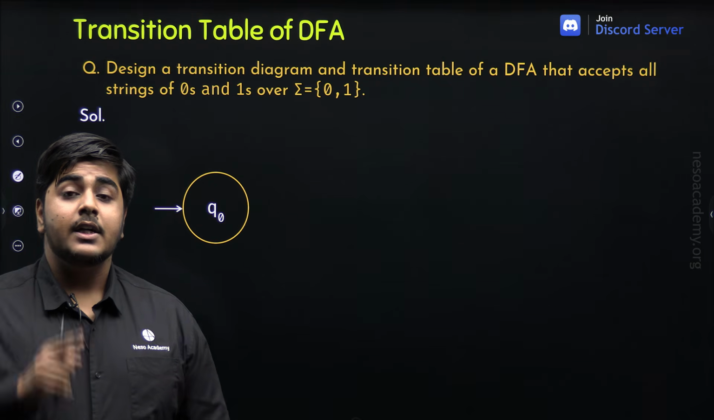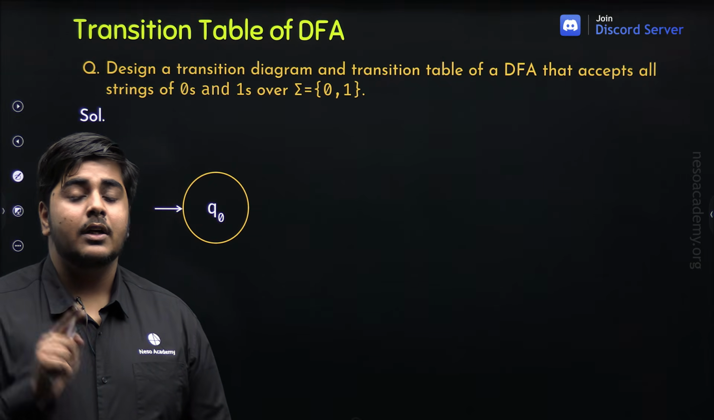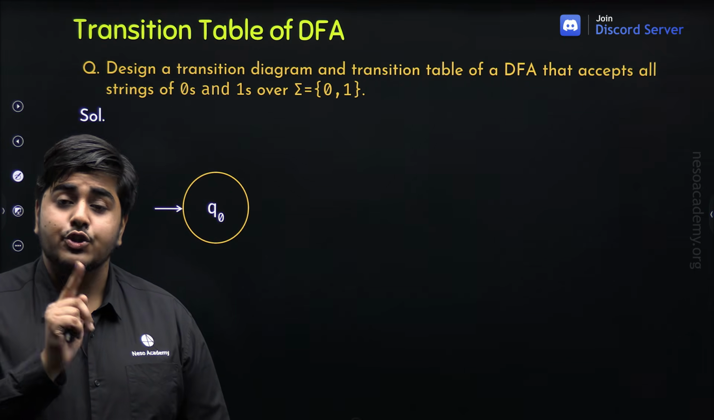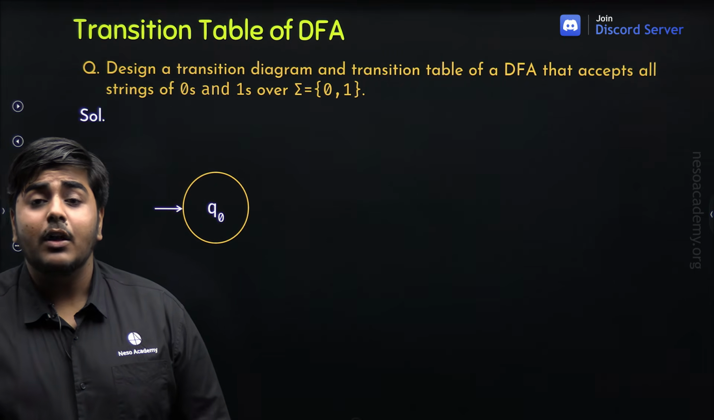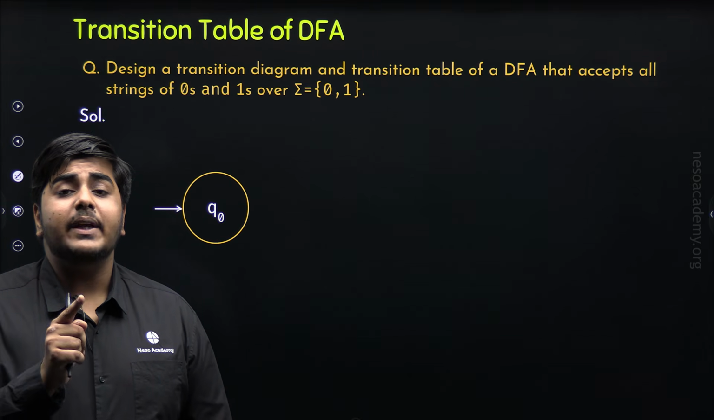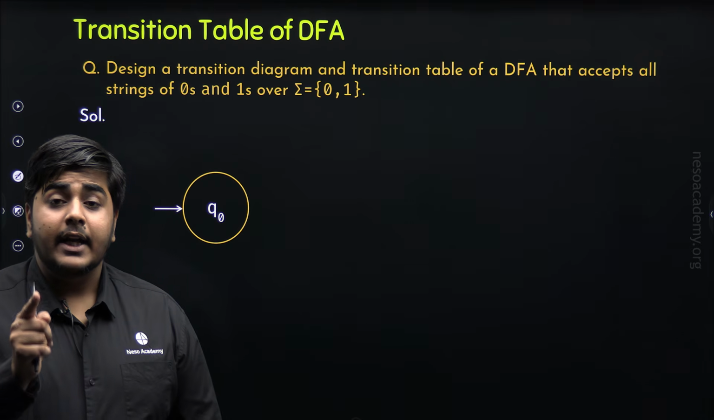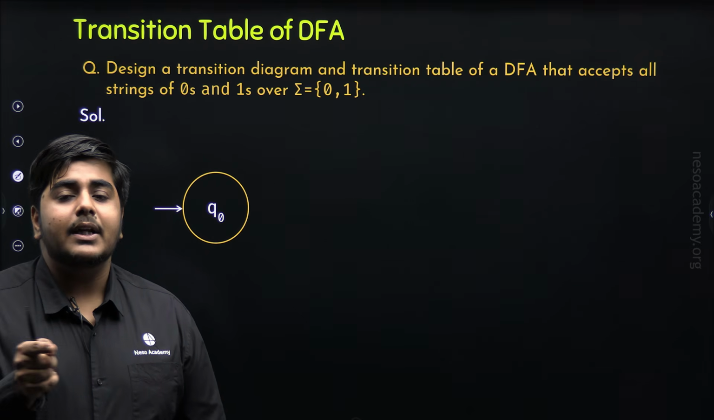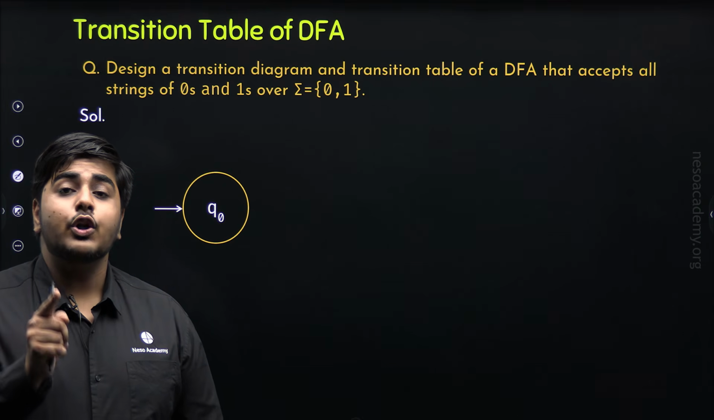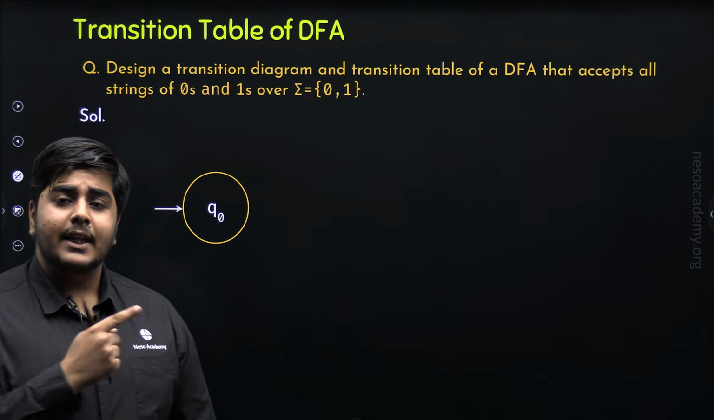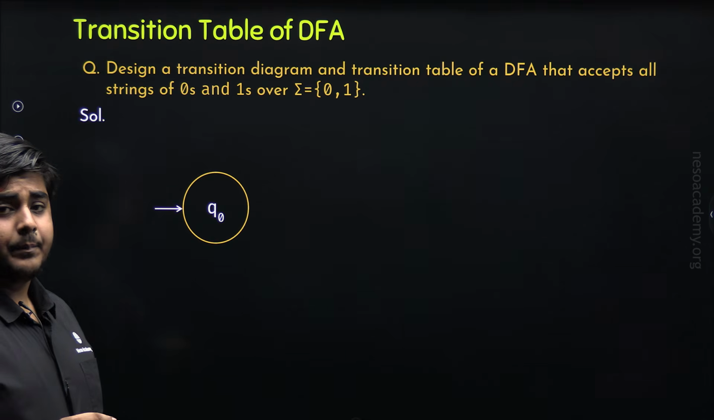That means a single 0 should be accepted, a single 1 should be accepted, multiple zeros should be accepted, multiple 1s should be accepted, and even any combination of 0 and 1, taking 0 and 1 in any order and repeating any symbol any number of times should also be accepted by our DFA. So, let's continue making our DFA.